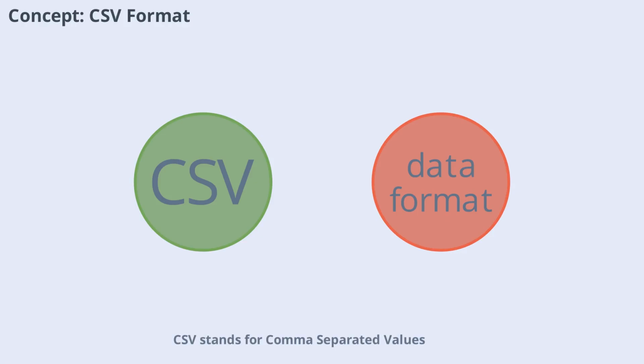CSV stands for comma-separated values. It's a simple text format where each line represents a row of data and each value is separated by a comma. CSV files are easy to read, edit, and share, making them a popular choice for data exchange and storage.